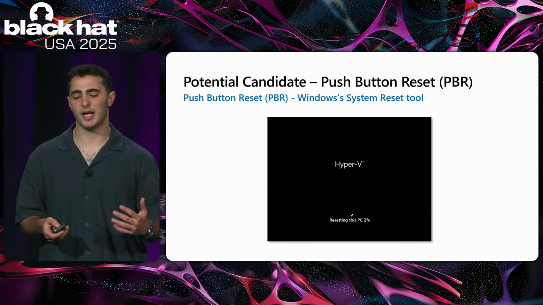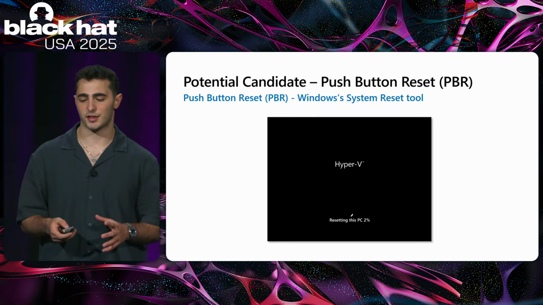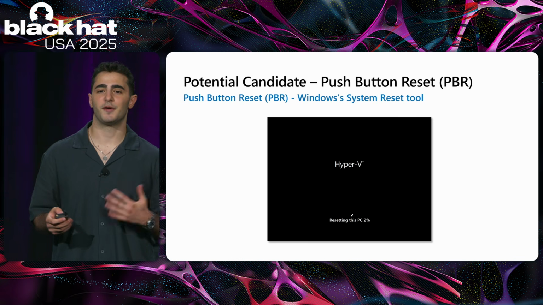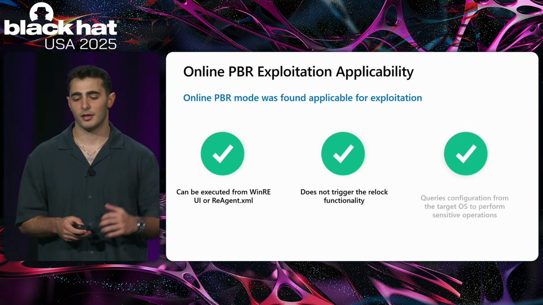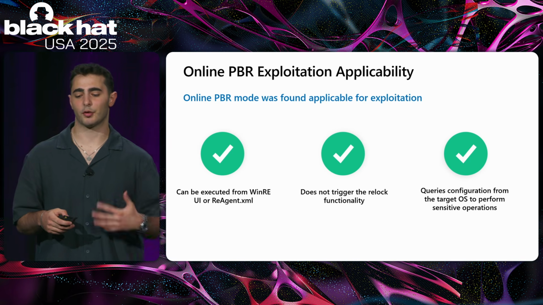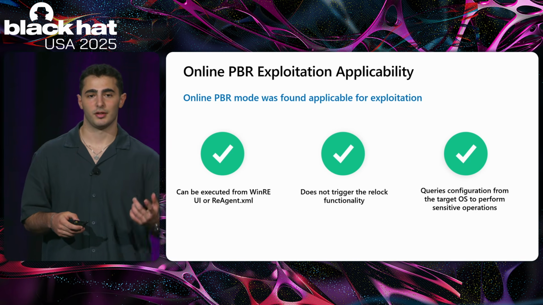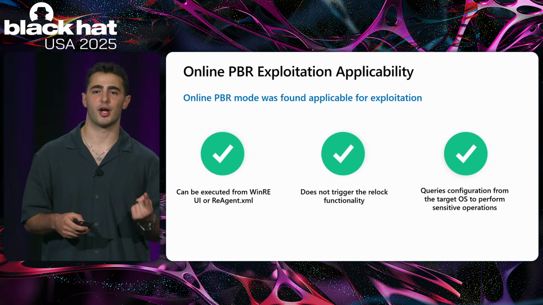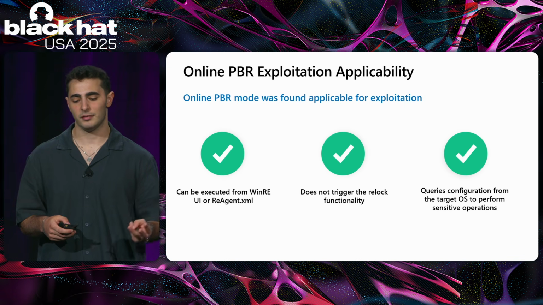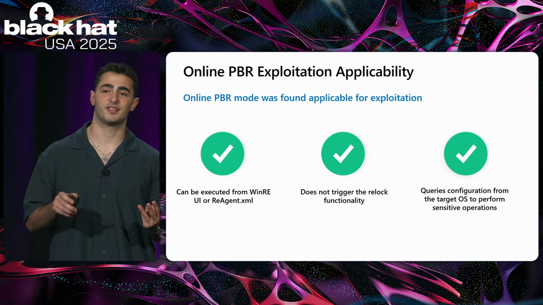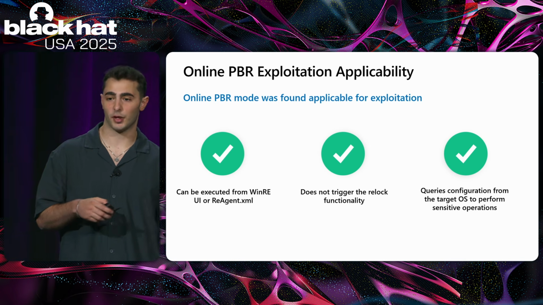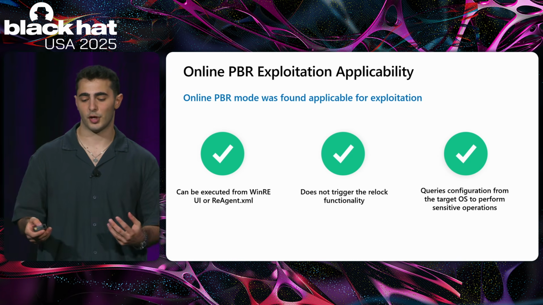After exploring the different WinRE behaviors, we found a potential candidate, the push button reset feature, or PBR for short. PBR is Windows' system reset tool, and it provides various reset functionalities. It supports multiple trigger modes, with one of its modes, known as online PBR, meeting the characteristics that we defined for the exploit. Online PBR can be triggered freely as a scheduled operation in ReAgent.xml. It doesn't trigger the relock functionality, thereby it benefits auto-unlock. And it queries configuration from the target OS to perform sensitive operations. Thereby, these configurations, although we wouldn't be able to control them before the impersonation, we can now control with the impersonation primitive.